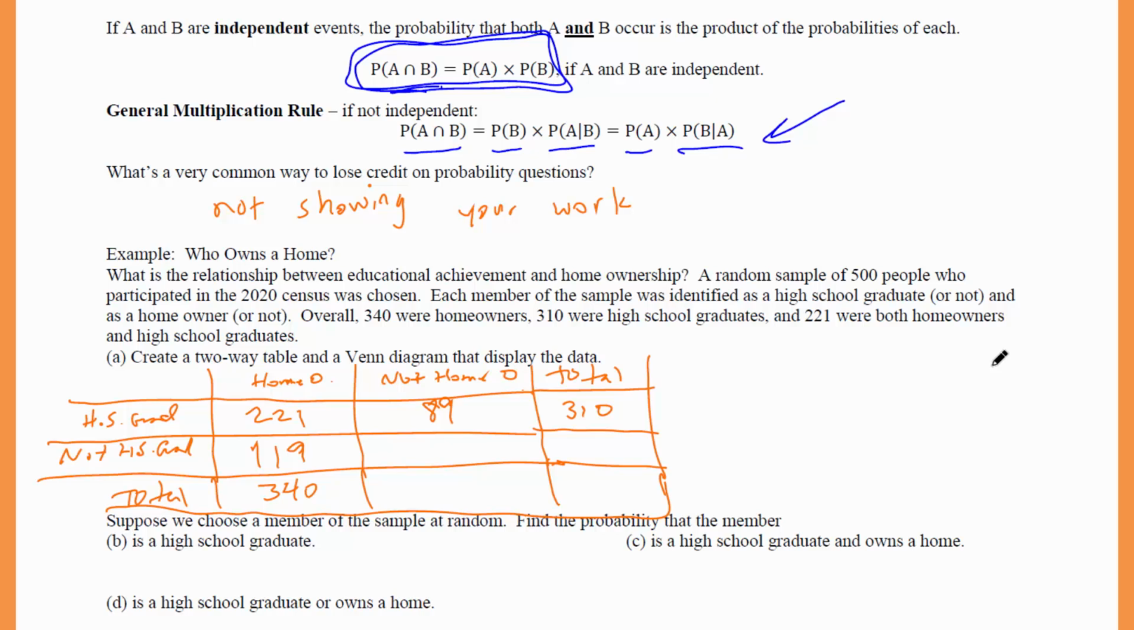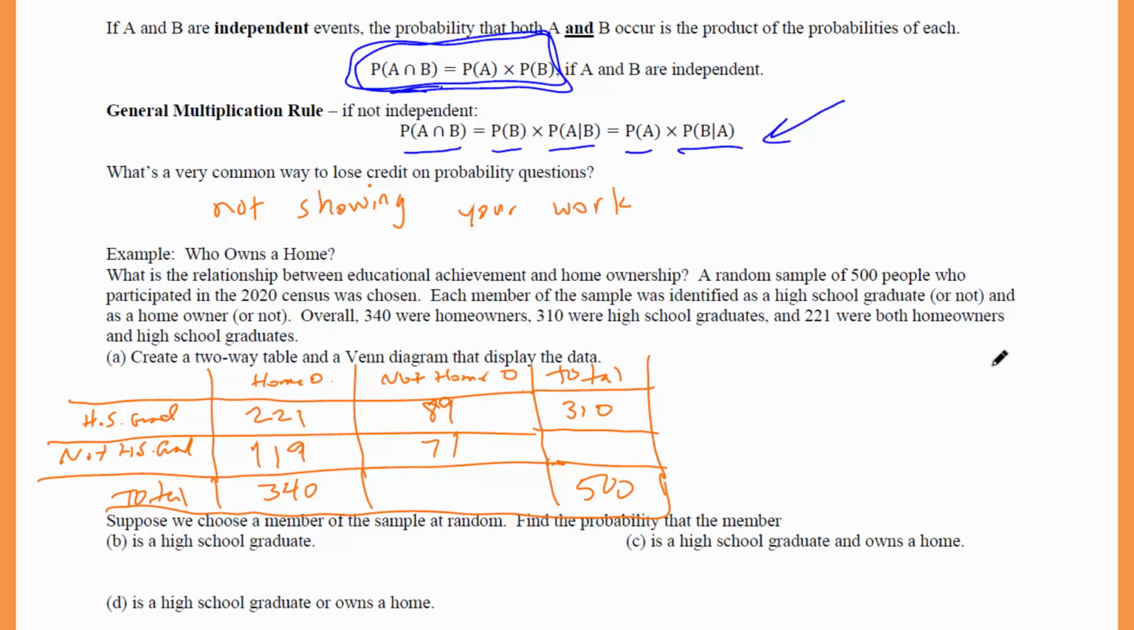What goes in that fourth box where it is not a homeowner and not a high school graduate? Well, if you add up those three middle boxes, the 221, the 89, and the 119, you get 429 people. But there's 500 people total. So if you subtract 500 minus 429, you'll see that there's 71 people left that go into that box. Because those four middle boxes all need to add up to the total of 500 people, because those are the only four categories that those 500 people could find themselves in.